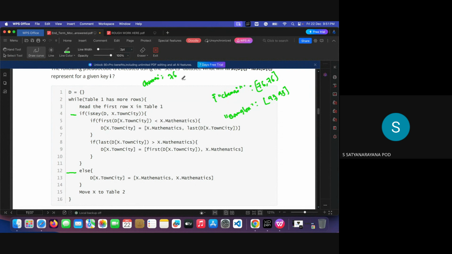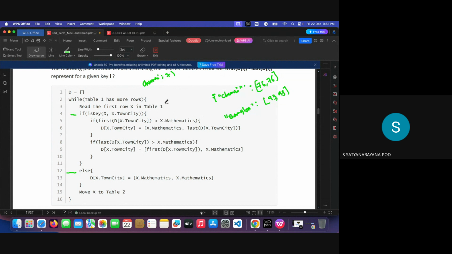So x.mathematics means whatever new student, for example another student from Chennai we got, his marks. Let me consider his marks is 71. Now this condition it checks. First, d[x.town_city] first means in this Chennai, the 76 marks is taken, because for town_city the first value is taken.